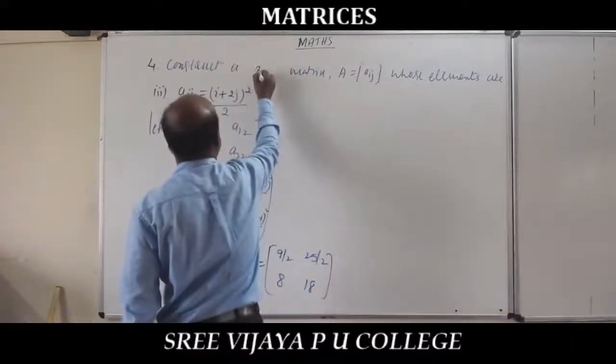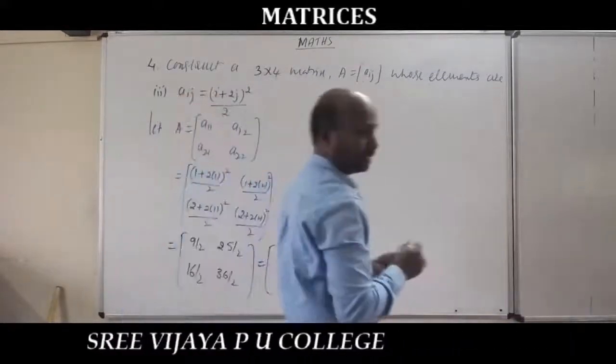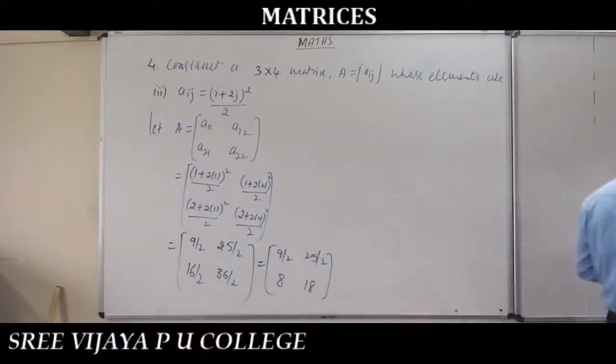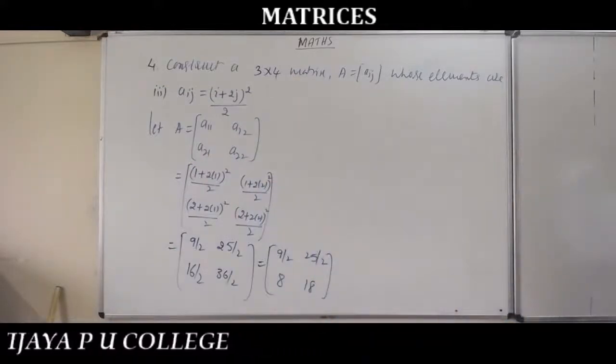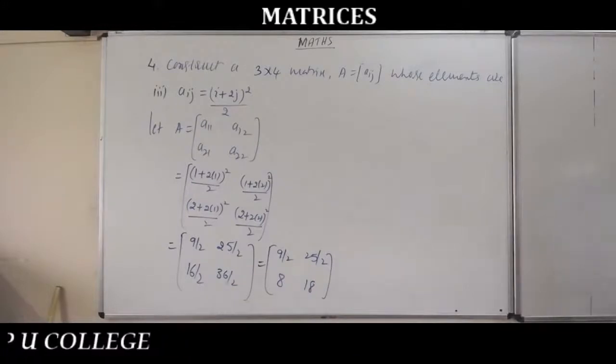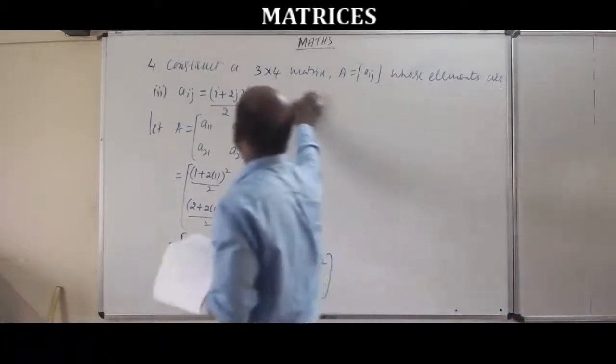Construct a 3 by 4 matrix. Construct a 3 by 4 matrix whose elements are given by.